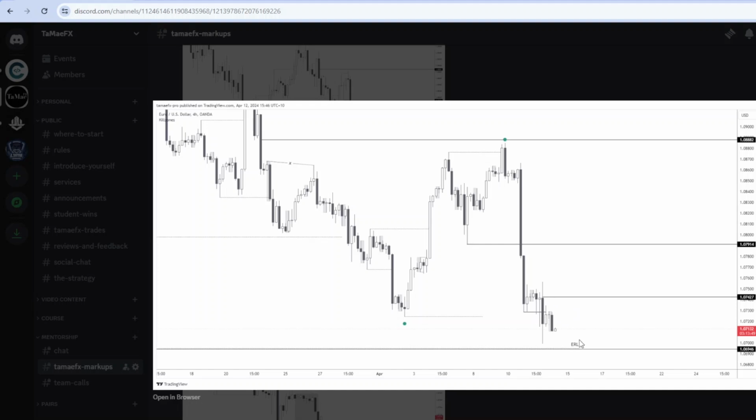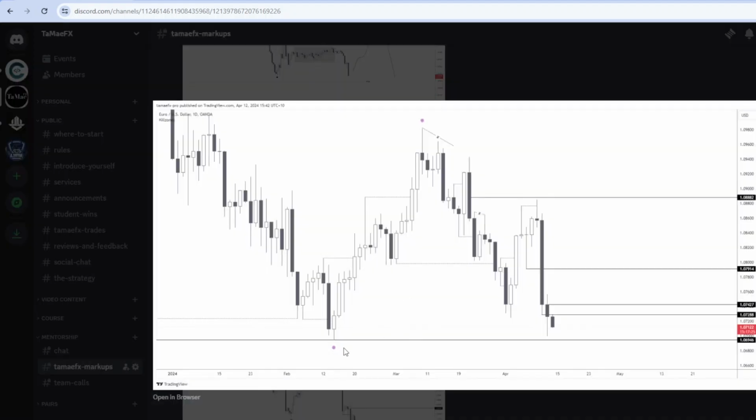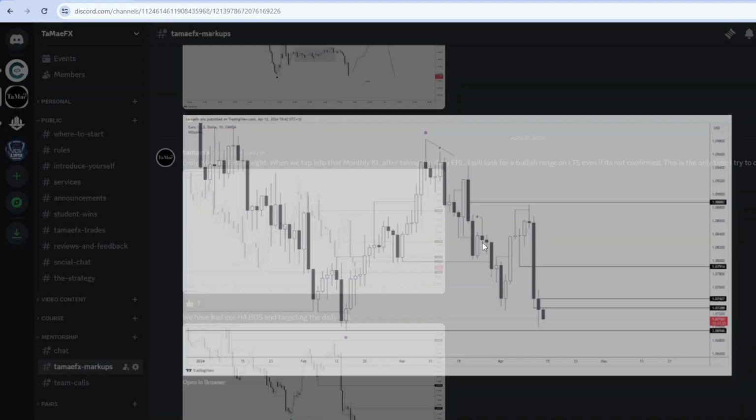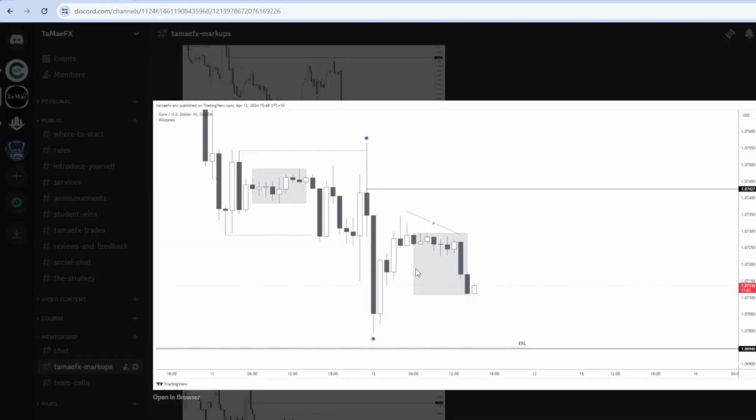Then this is our external range liquidity of our daily chart. Remember, this is the daily. That's the daily low. That's the lower high. And price is supposed to come and make a lower low on the daily. So this daily low is most likely to be taken. So now we went on H1. And on H1, I saw this as liquidity, and I was expecting it to be taken and price to go down.